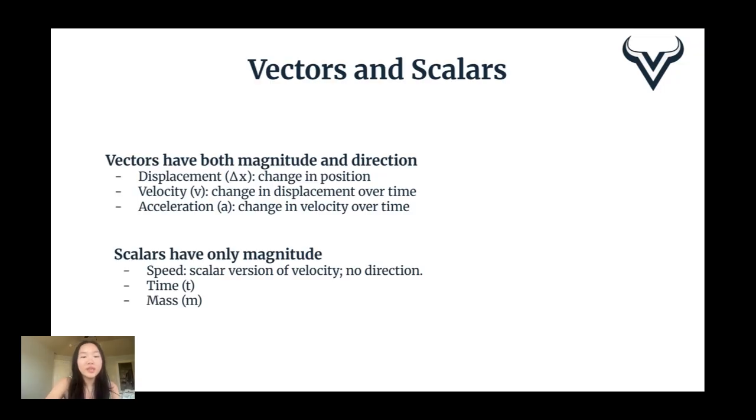And then scalars only have magnitude. Examples of these are speed, which is the scalar version of velocity, and time and mass.